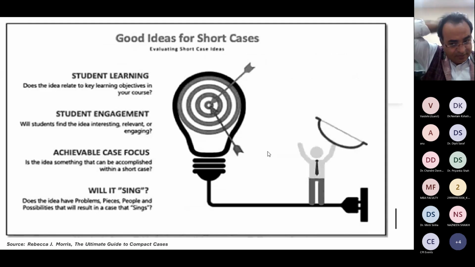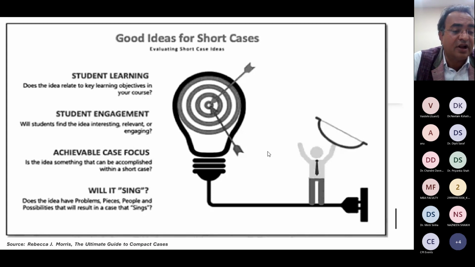Fine. So most of us would have already submitted our proposals, so it may be too late for sharing good ideas for short cases or compact cases, but you may reevaluate or look at how you can use it. Goes without saying, in order to look at good ideas for short cases or compact cases, there are some factors you need to consider. Some criteria.